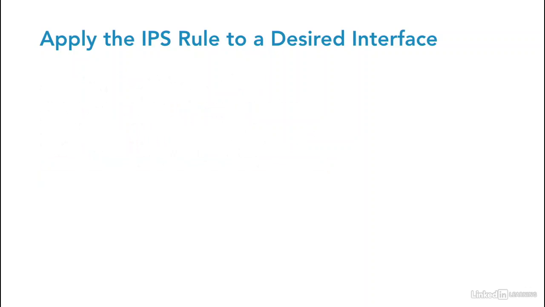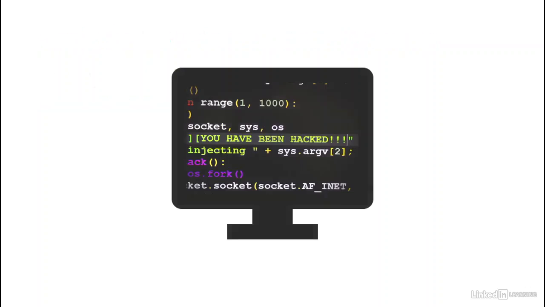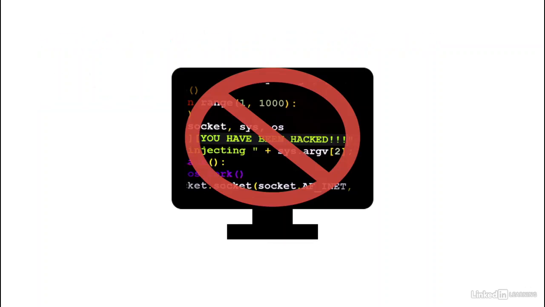And now you'll need to apply the rule to a desired interface. And here we see the IPS rule is applied to FastEthernet 0/0 in an out direction. Now you've implemented IPS. Now let the system do its job of defending your network.